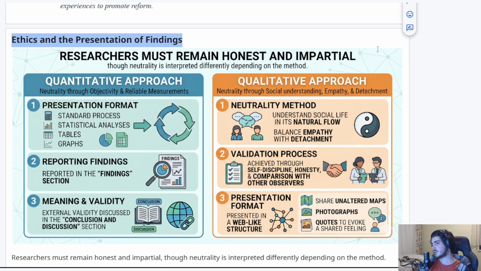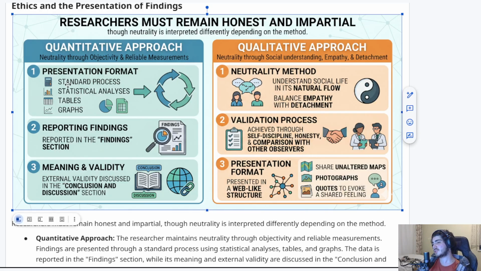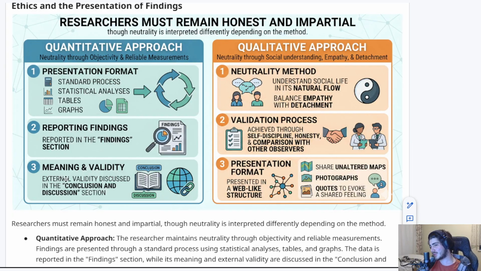Ethics and presentation of findings. In the quantitative approach, you show your neutrality through objectivity and reliable measurements. You present it in the standard process, statistical analyses, tables, graphs, nerd stuff, basically. You report your findings in the findings section. Who came up with this? Amazing. And you show the external validity in the conclusion and discussion section of your paper, I guess.